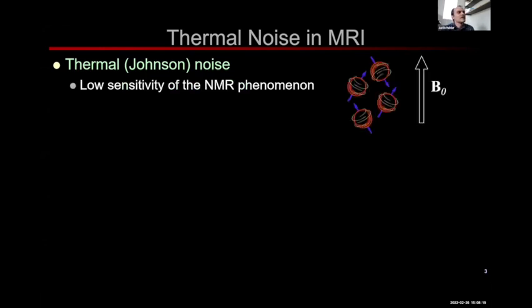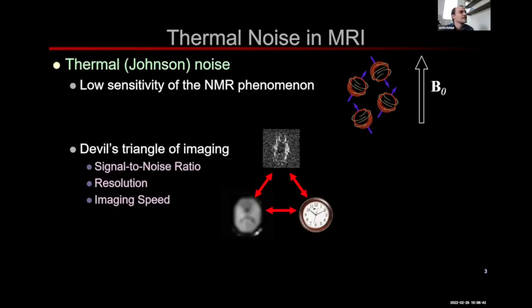This is a problem in MR because NMR, the nuclear magnetic resonance phenomenon, has low sensitivity. So even if we apply a very strong magnetic field strength, the very strong B0 field, the amount of signal we get out from that is relatively small. And so this noise is problematic for that reason. This leads to an unfortunate trade-off for us between signal to noise ratio, resolution, and imaging speed, that generally we have to make some kind of compromises here.